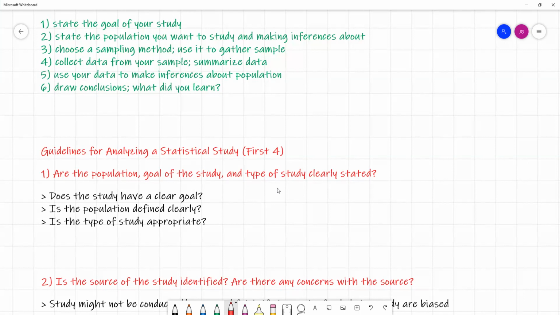Is the population clearly defined? Okay, and that's kind of that thing we talked about when we did section 1.1. You don't just want to say students, you want to say high school students, you want to say middle school students. You want to try to be as specific and clear as possible. And then is the type of study appropriate? Like, should this person be using a clinical study for what they're trying to accomplish, or should it be observational, or the other way around, right?